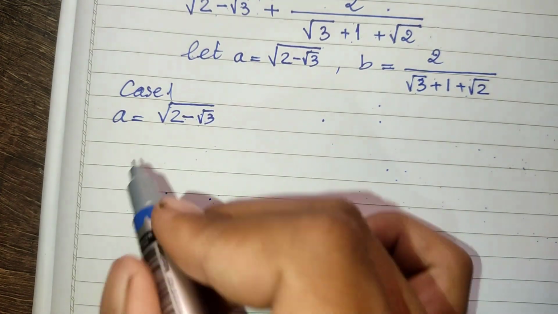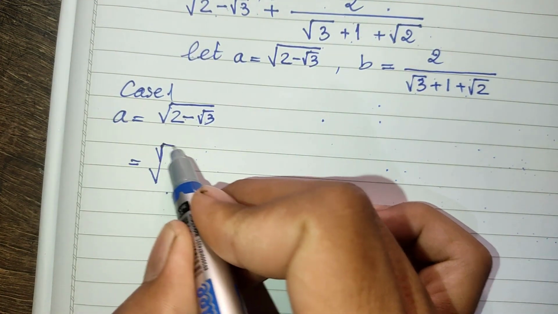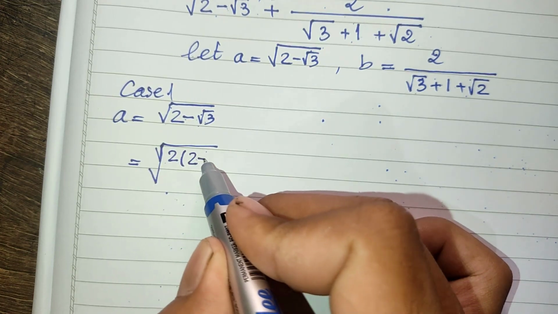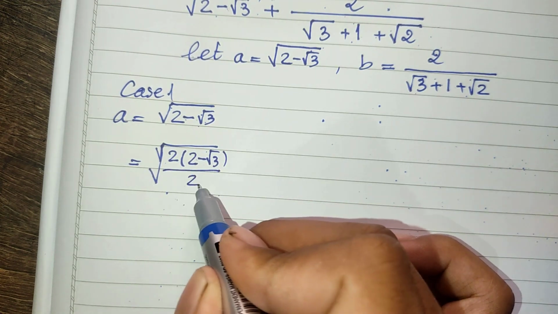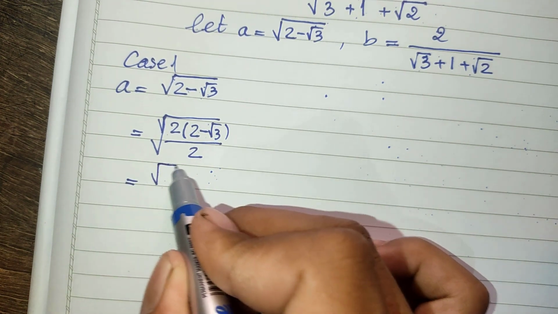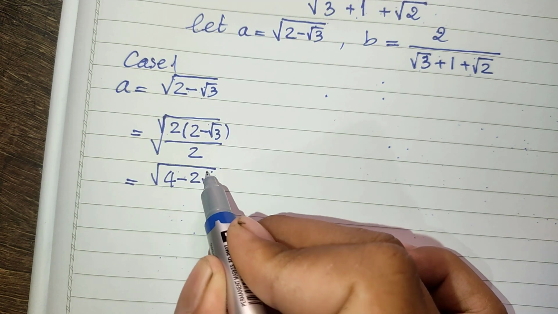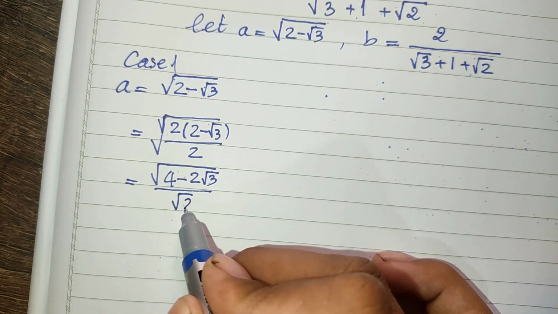I can write this as the square root of 2 multiplied by 2 minus square root 3, divided by 2. Multiplying, we get the square root of 4 minus 2 square root 3, divided by the square root of 2.